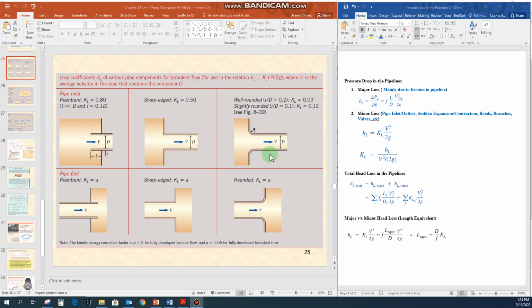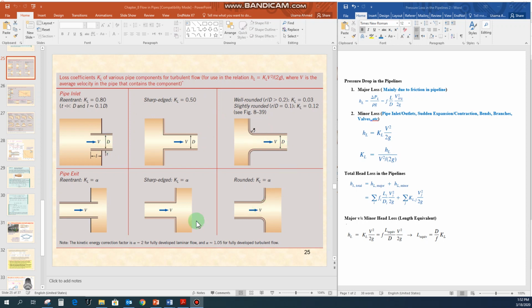For the third case, the reservoir is connected with the pipeline, but you see that the edge is very well rounded. There is some value for the ratio between the small r and the capital D, which is the diameter. If it is greater than 2, the value for the KL comes out to be 0.03. For the other situation, slightly rounded edges, the value for this ratio is 0.1, so the loss coefficient will be equal to 0.12. So you have to see the situation, compare the problem with this kind of situation, and then you can see what the value for the KL should be.